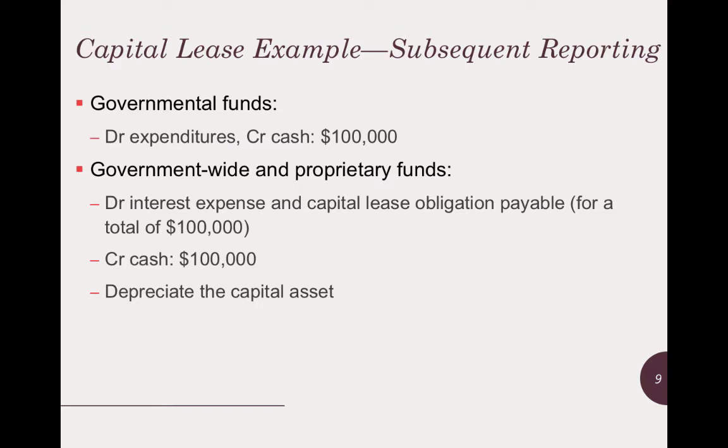In the government-wide statements, in the proprietary fund statements, under full accrual, you debit interest expense and your capital lease obligation payable in a total amount of $100,000. The breakdown between interest and capital is going to depend upon what the interest rate is and where along in the term of the lease it is. And then you're going to credit the cash, the $100,000, presuming you're making the payment right away. And then you've got a capital asset that you have to depreciate, and then you have to report in all other manners as you would any other capital asset that the government has.